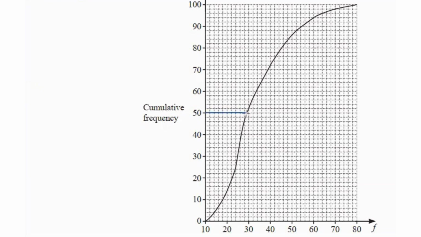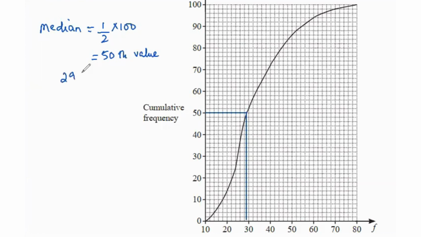For the median, we find the middle value. That means we do half of 100, which is going to be 50. So we find the 50th value. The 50th value puts us at a value between 28 and 30, that's 29. So 29 liters is your median for the fuel.